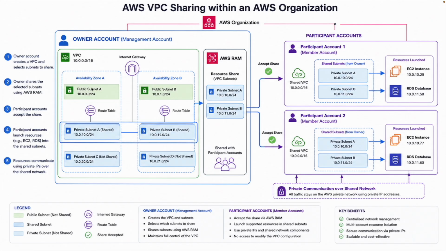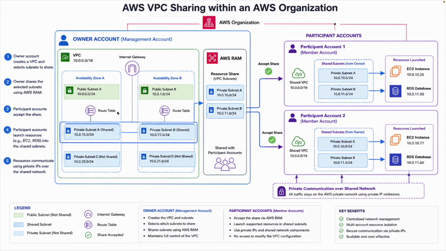The public subnets remain private to the owner account. The participant account should not be able to deploy into the public subnets. And this is an AWS best practice because participating accounts should not directly manage internet-facing networking resources.